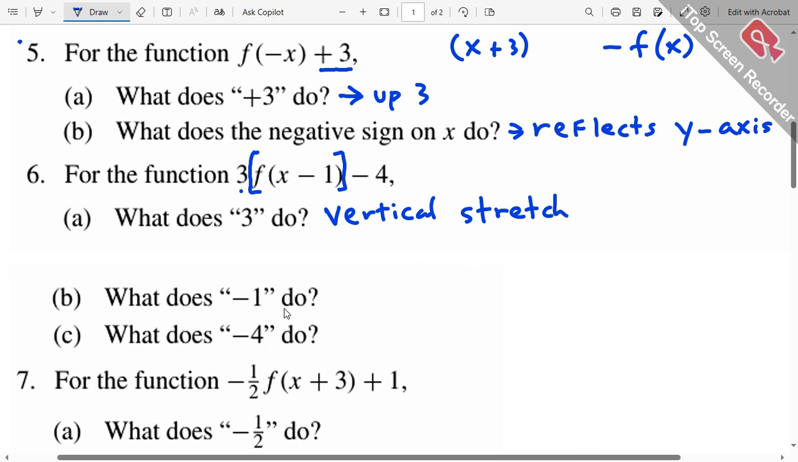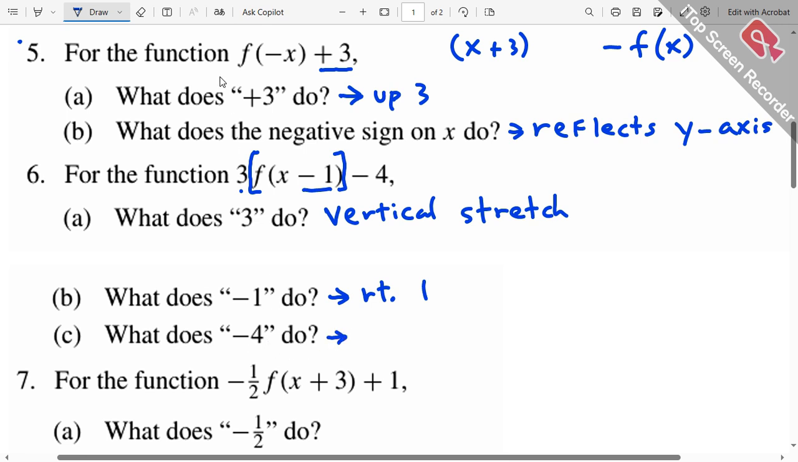What does minus 1 do? The minus 1 is applied just to the x. When you add or subtract to the x, that shifts it left or right. And remember, it's reversed. So a minus 1 does not shift it left. It makes it go right. I'll just write RT. It makes it go right by 1 unit.